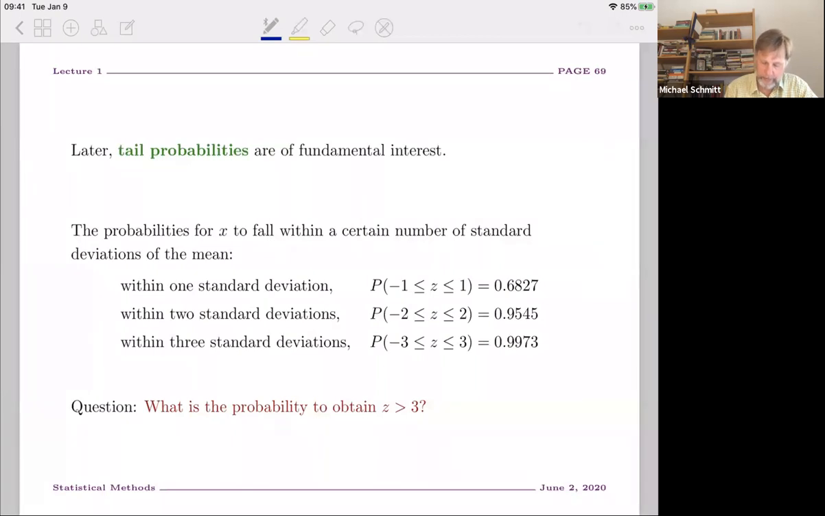So the probability to obtain z greater than 3 would be 1 minus 0.9973, because this is the probability to get z greater than 3 or less than -3. That's what this quantity is. But I'm only looking at one of the tails, so I want 1/2 of that. Okay, sorry, without the 1 minus.